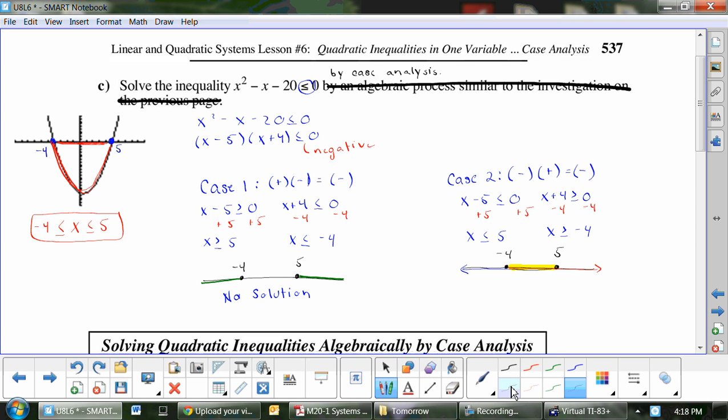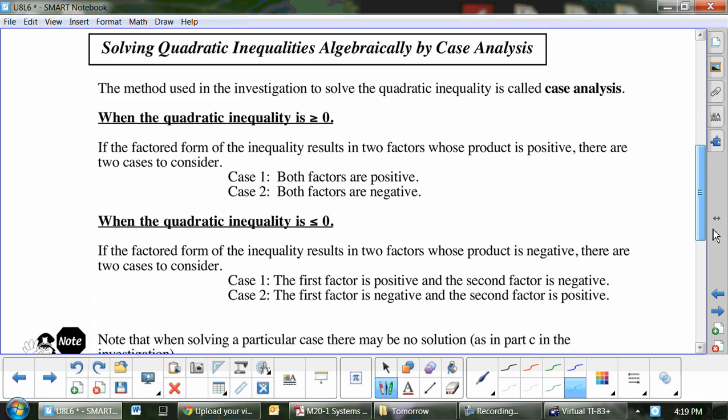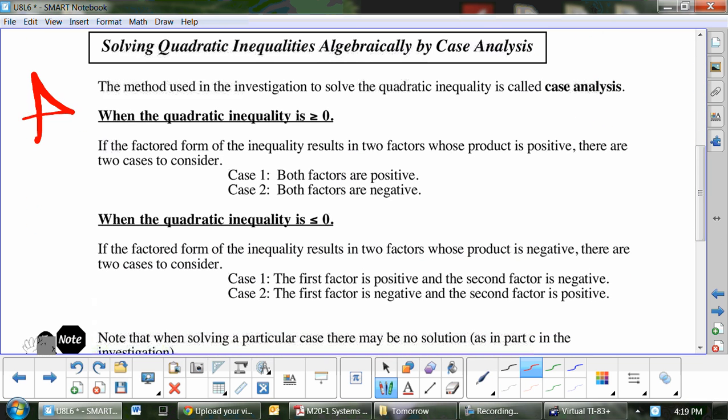So anywhere where we find an overlap in our cases, this is where the solution is. So we say, okay, well, x is greater than or equal to -4 and less than or equal to 5. Like this. Okay? And this matches with the solution we found in the very beginning. So life is good. So if you go to the next part of the page, this is actually all the notes for case analysis.